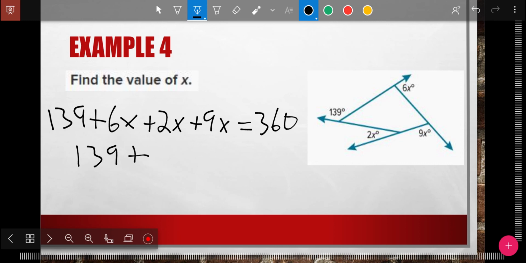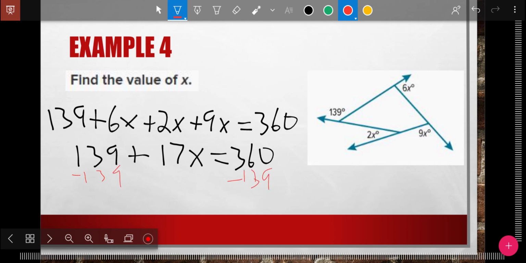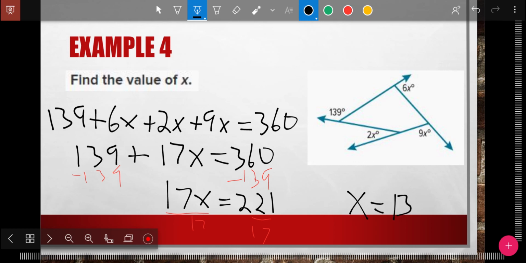6 plus 2 is 8, so 6x plus 2x is 8x. 8x plus 9x is 17x. I have some room here, so I'll show my work. I'm going to minus 139 to both sides. And so I get 17x equals 221. And then I'm going to divide both sides by 17. And so that gives me x equals 13.